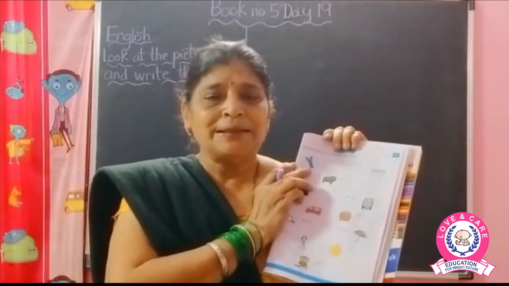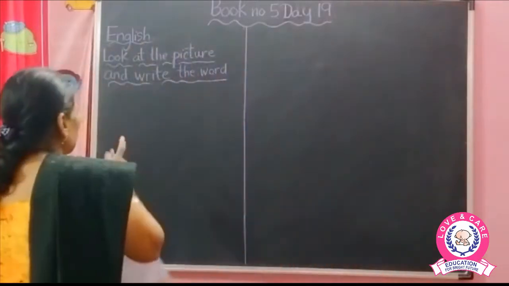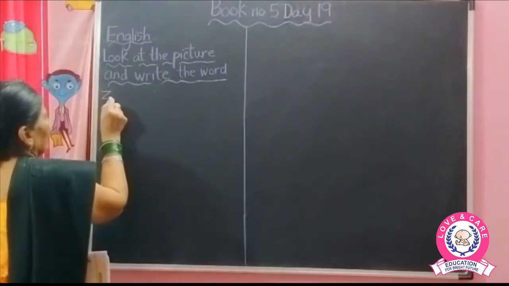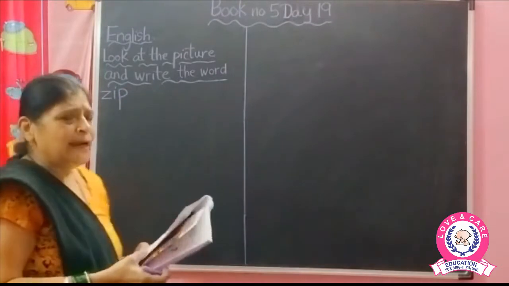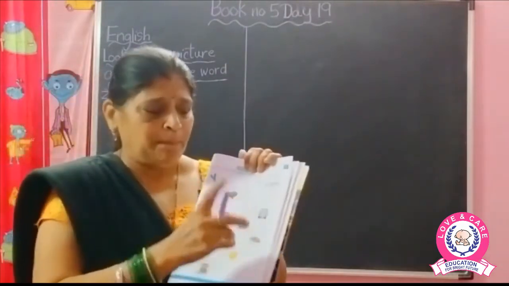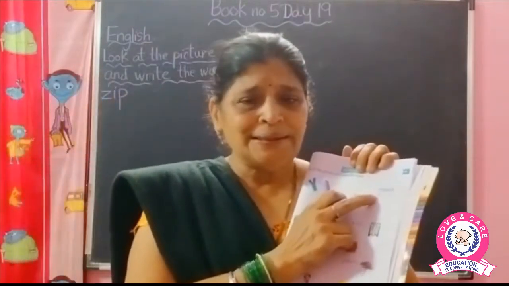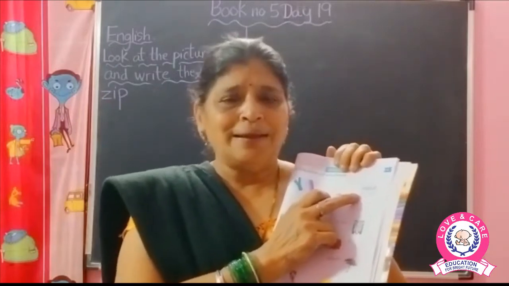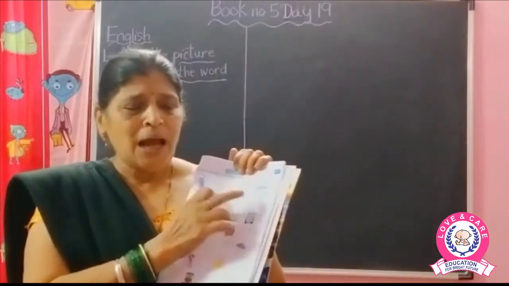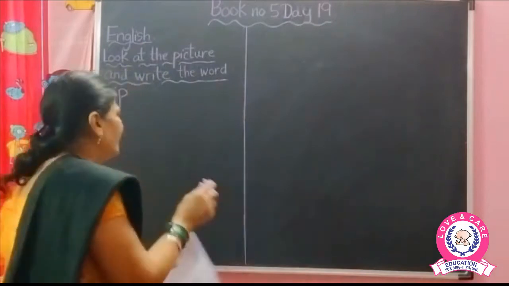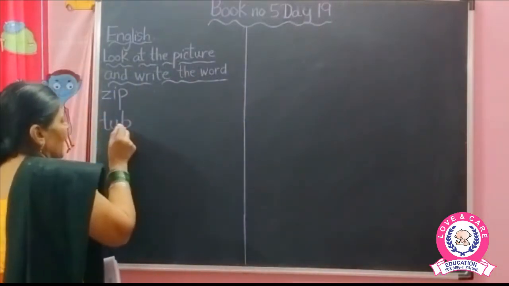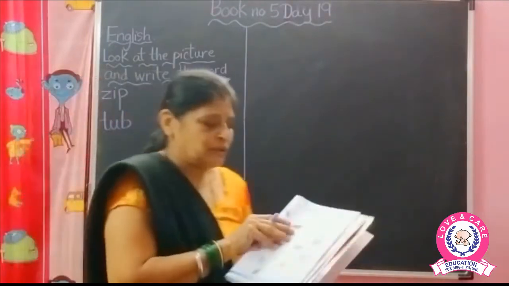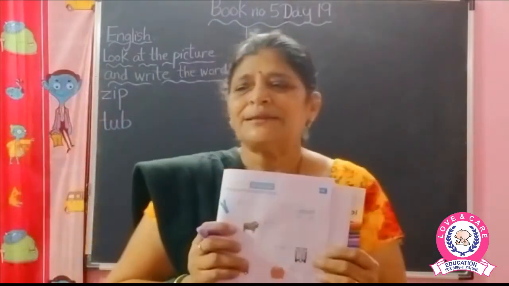Which picture is this? Zip. So write the spelling of zip. Z-I-P, zip. Now what is this? Tub. आप नहाते हैं ना tub में. So this is tub. T-U-B, tub. Next picture. What is this?